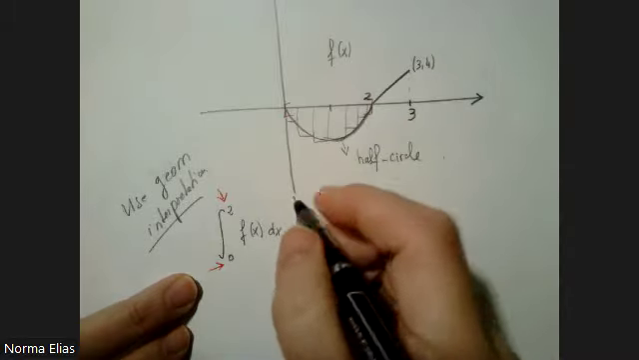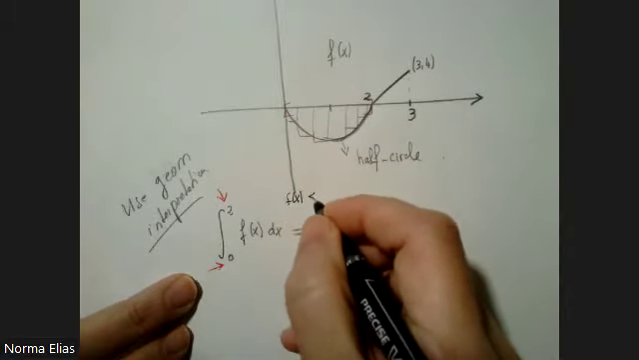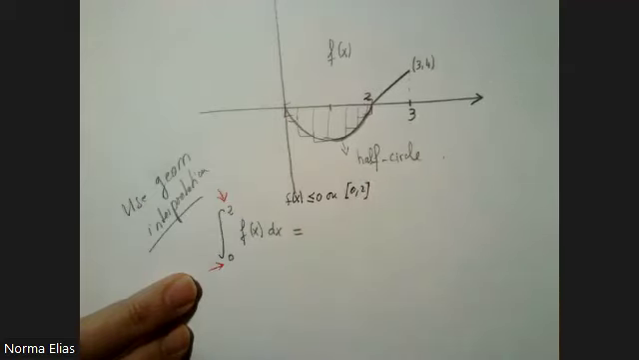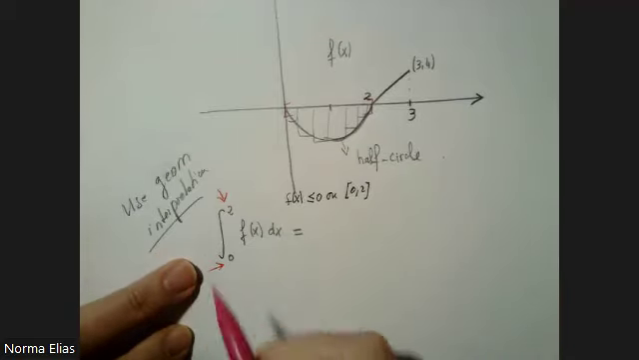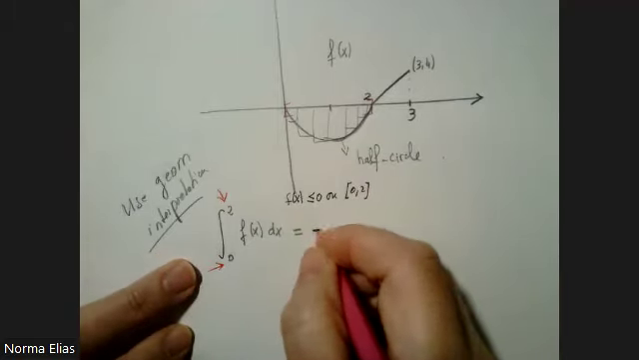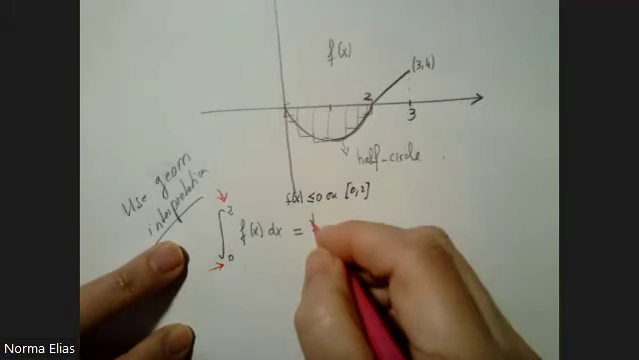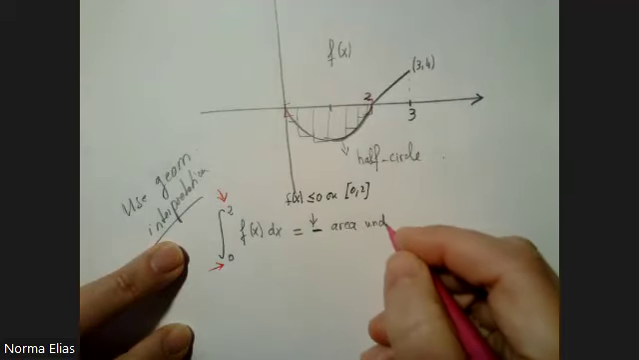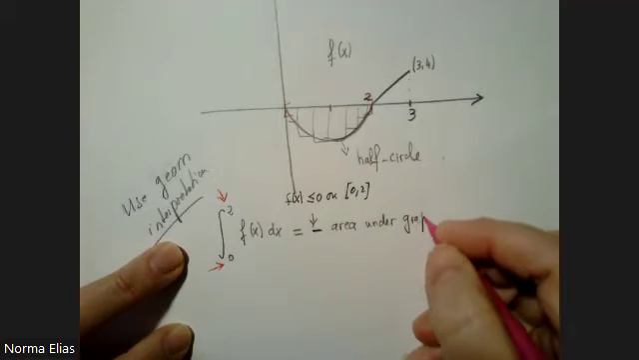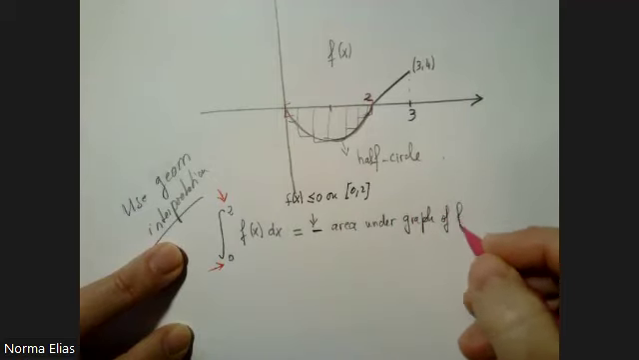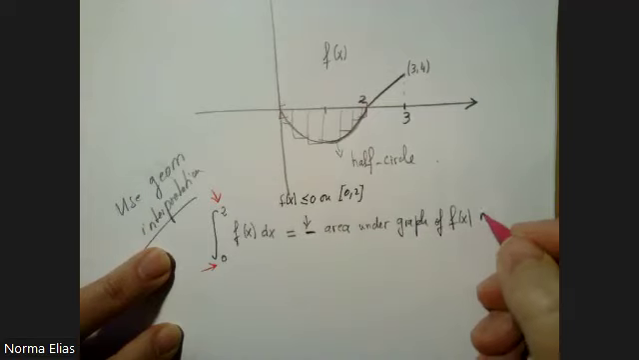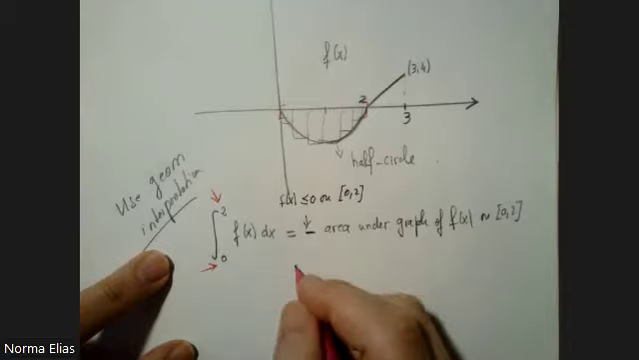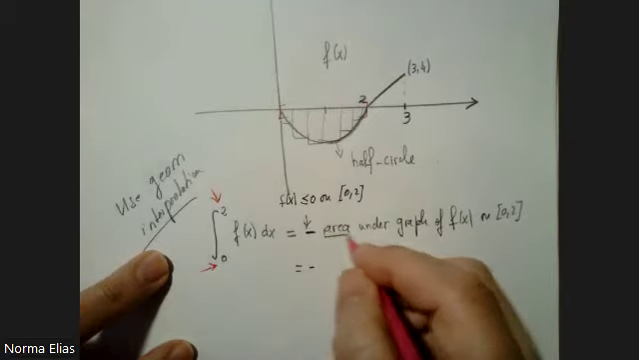It's the function here. Let us note f of x is negative on the interval 0, 2. Absolutely negative. So the integral is not the area, it is minus the area under the graph of f on the interval 0, 2, because the function is negative. Exactly. So that's equal to minus. Now what's the area here?